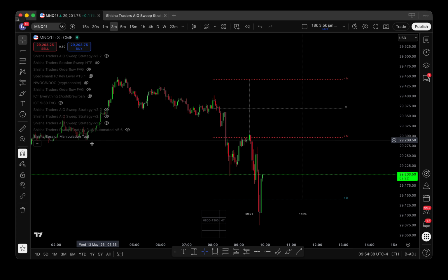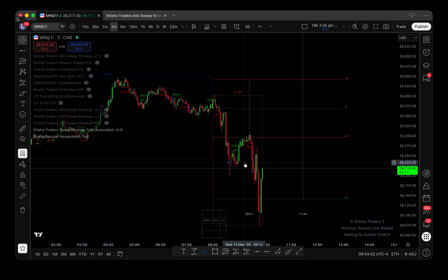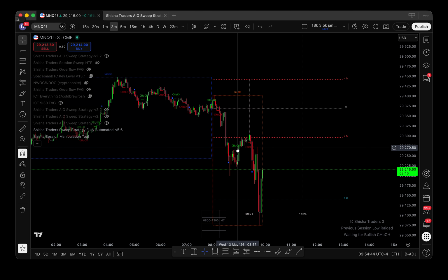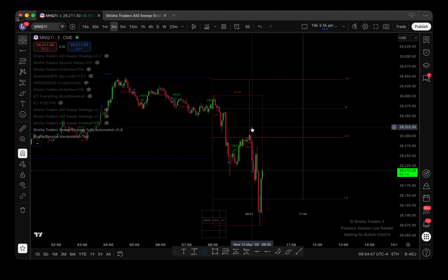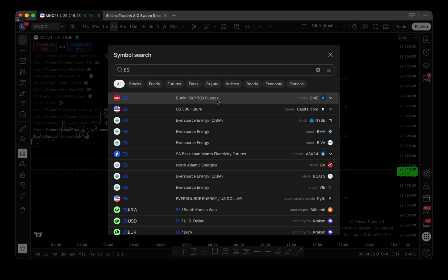It's a continuation move. So if you're looking for a long, I'm not looking for a long. We've got sweep strategy short, long, and it did work, but I wouldn't be looking for a full reversal. I'm going to be looking for continuation. So now you can catch continuations too, okay? Let's see if ES did better.